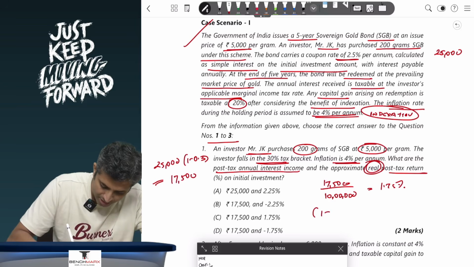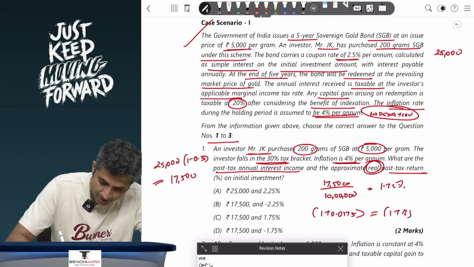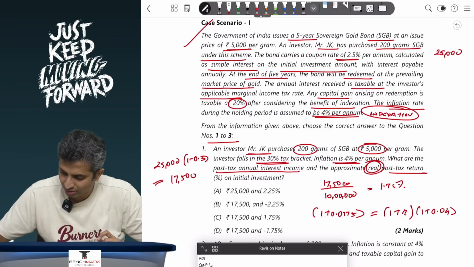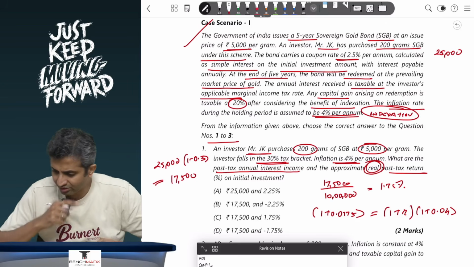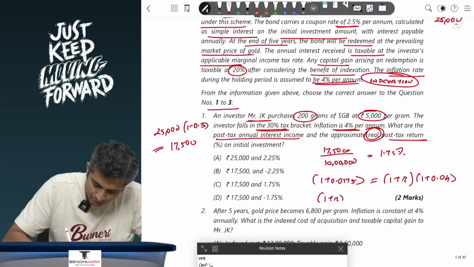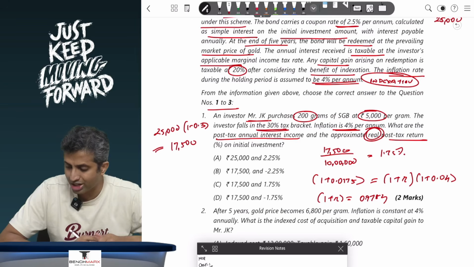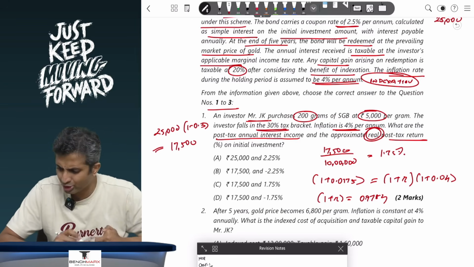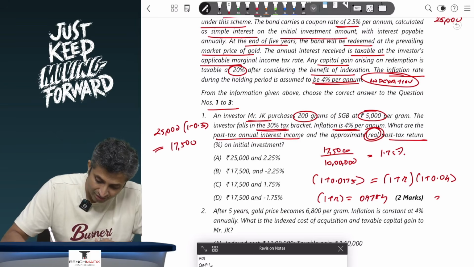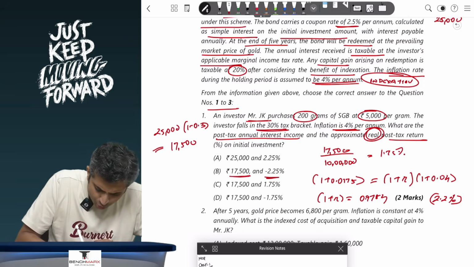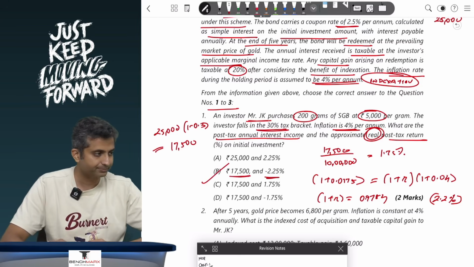So the real return formula is 1 plus nominal, that is 1.0175, equals 1 plus real, which I don't know, into 1 plus inflation, which is 0.04. Hence 1.0175 divided by 1.04 comes to 0.9784 for 1 plus r, and hence r is about negative 2.16%, or 2.2% approximately. So this is a negative 2.2% real return. If I look at this, 17,500 and 2.2% negative, this is option B.